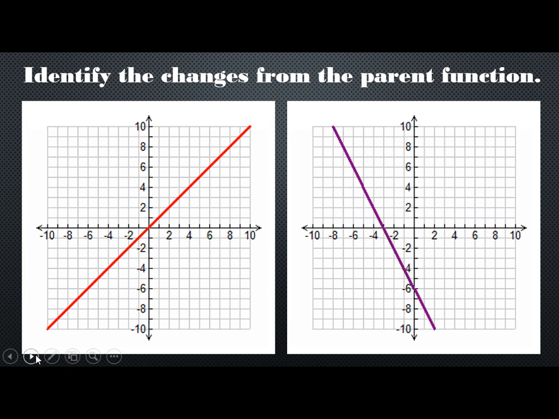All right, Isatu, you're first. What's one thing that happened? Good, it switched. We reflected. Good. Kelly, what's another thing that happened? Good, it went down 6. And Angelica?